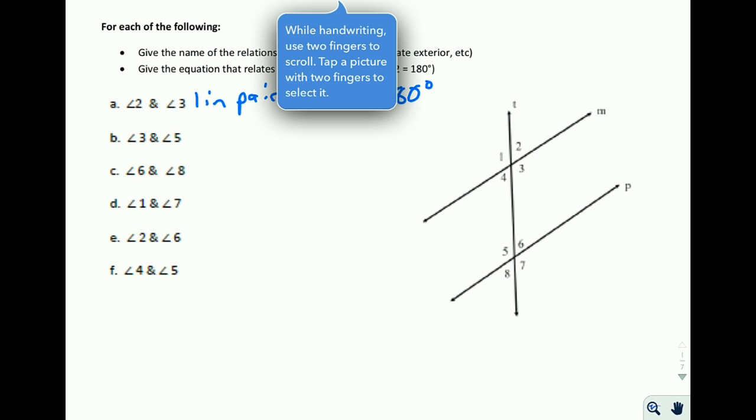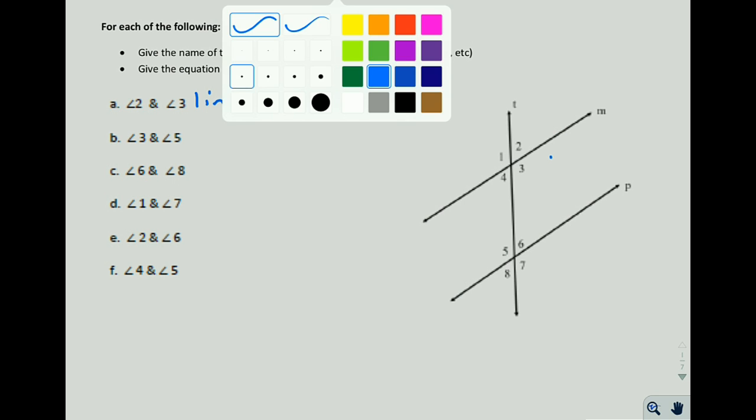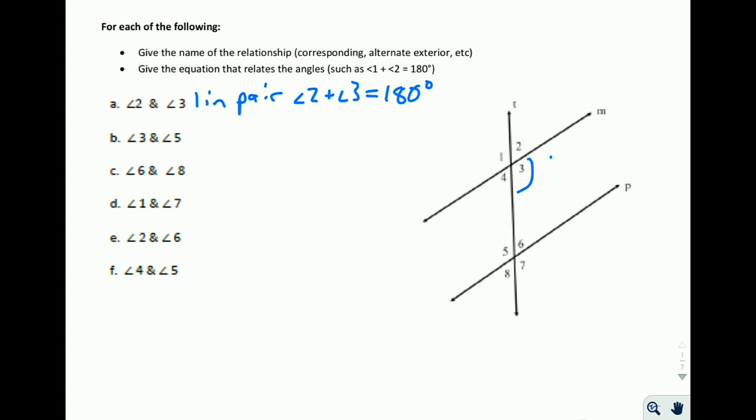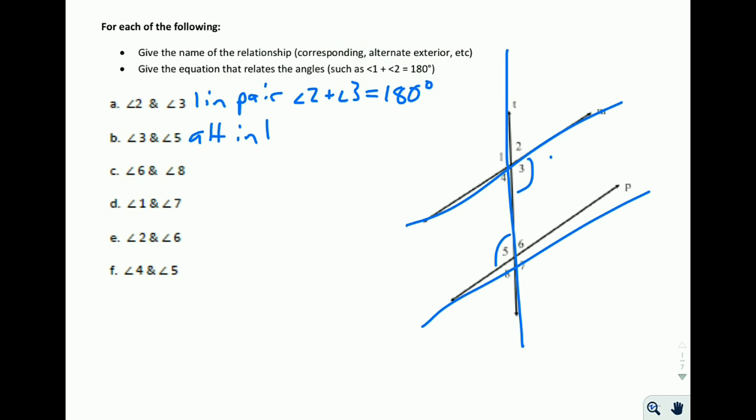Next one, we have angles 3 and 5. We have this one here and this one here, and those two are opposite sides of the transversal, and they are both interior to the parallel lines. So that means that they are alternate interior angles. Now, alternate interior angles are always going to be equal, and you can kind of see how they're both a little bit bigger than 90 degrees in this picture. That's not a good rule of thumb to always trust, but when they're slanted like this, sometimes it helps to look at it. So angle 3 is equal to angle 5.